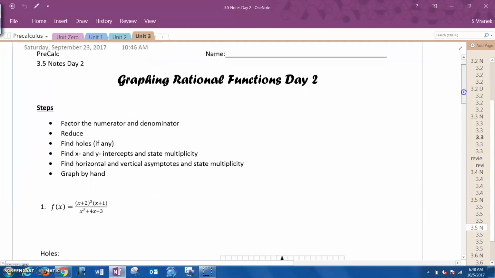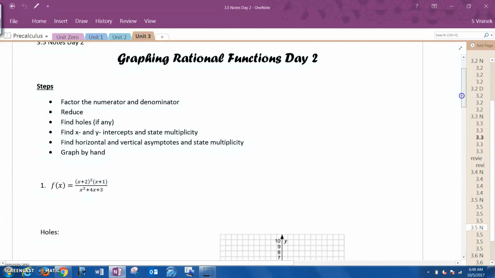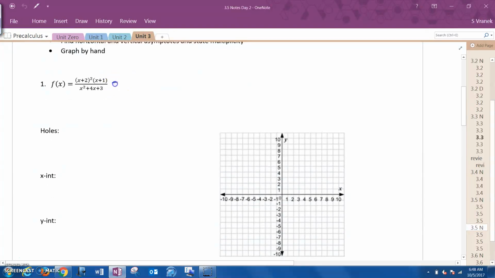Alright class, we're going to do more graphing rational functions on day 2. Again, all of the steps are the same as yesterday. They are listed there for you, so let's begin again. So number 1, I already have the top factored for you, so we just need to factor the bottom, and hopefully you guys realize that 3 times 1 is 3 and 3 plus 1 is 4. So we can do this.